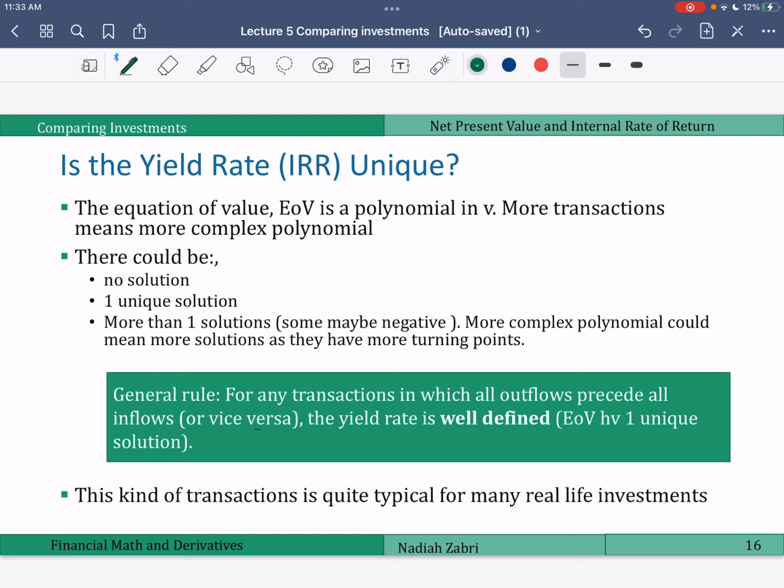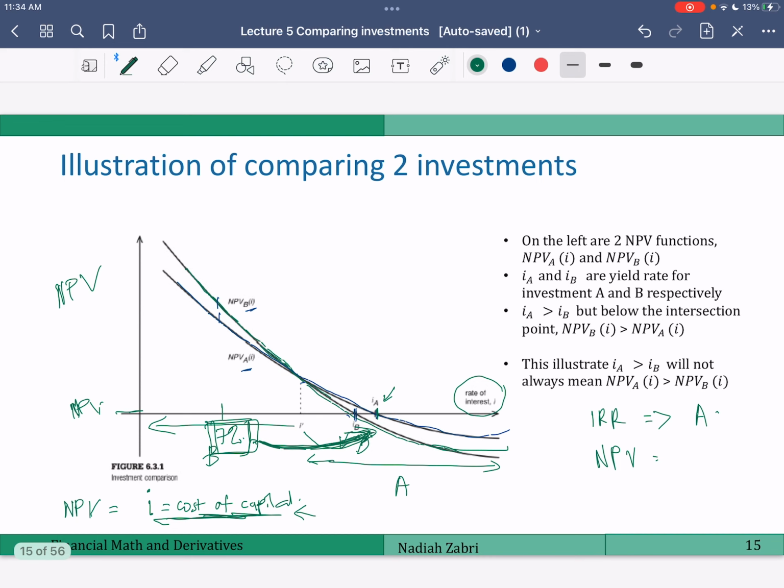Okay, the next question would be, is the yield rate unique? As we saw just now, IRR is something that we need to solve. We need to solve an equation of value, and then we derive the IRR, right? So when we are solving for the IRR, there could be three scenarios. There will be no solution, so no IRR can be found, or there will be one unique solution, as we see here, because the intersect is just at one point.